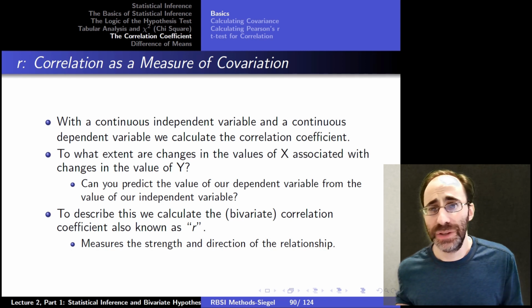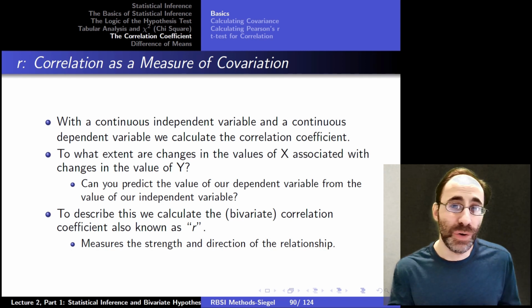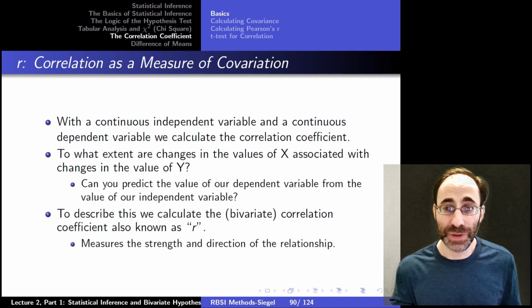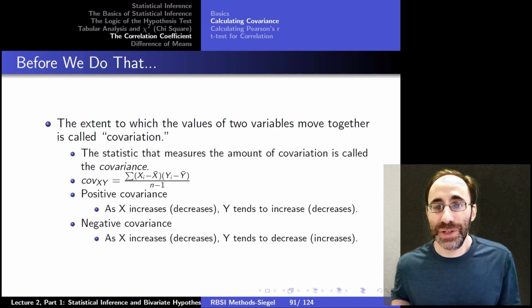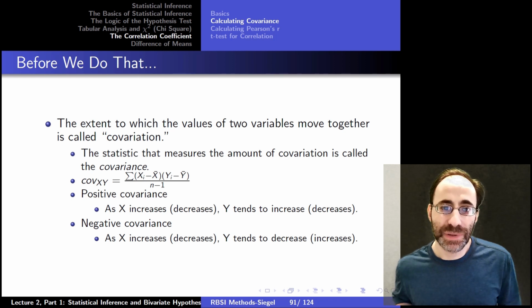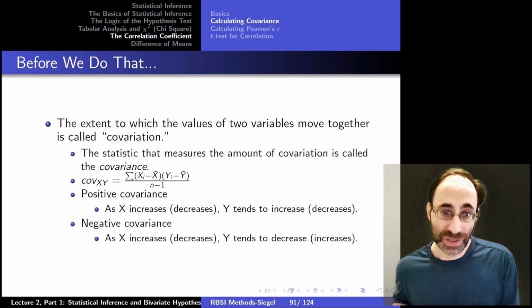It's kind of the difference between looking at a mean and standard deviation versus something like a mode, which has much less information about the overall distribution. Okay, so before we do anything, we need to understand one concept, covariation. The extent to which two variables move together is called covariation.